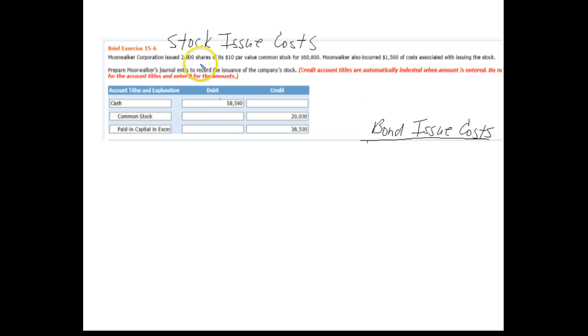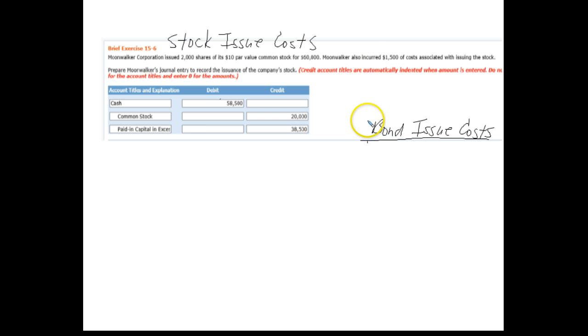So in this particular problem, we have a corporation issuing 2,000 shares, $10 par value stock for $60,000. So it's issuing it above par value. They also incurred $1,500 of costs associated with just selling the stock.